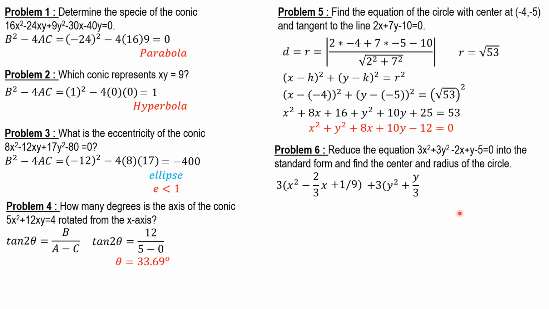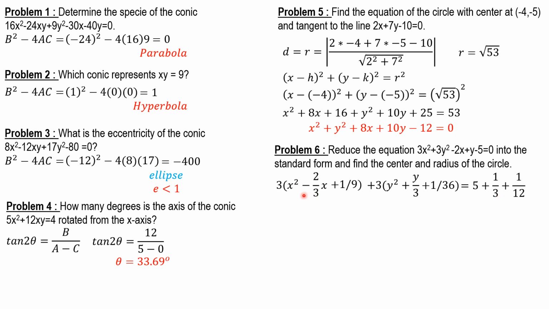So we have 3 times quantity y squared plus y over 3 plus 1 over 36 equals 5 plus 3 times 1 over 9, or 3 times 1 over 9 is 1/3, plus 3 times 1 over 36 is 1 over 12. So equals 5 plus 1/3 plus 1 over 12.